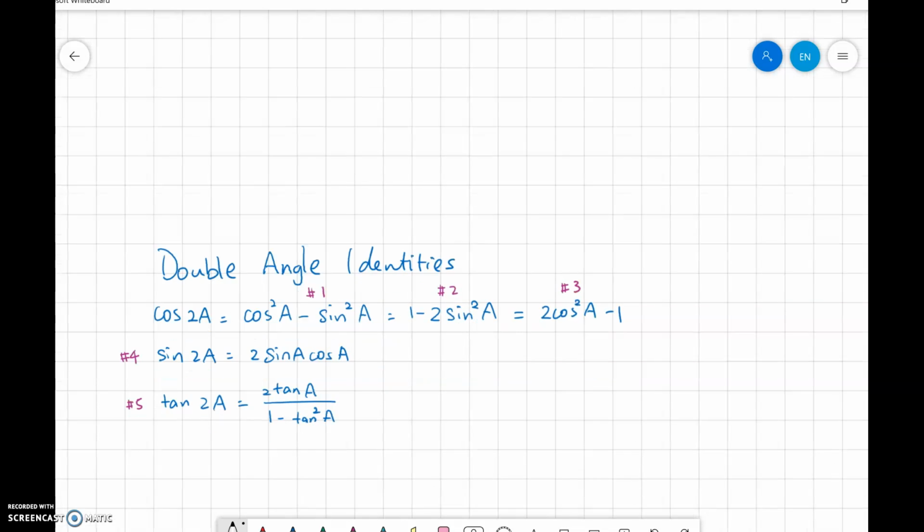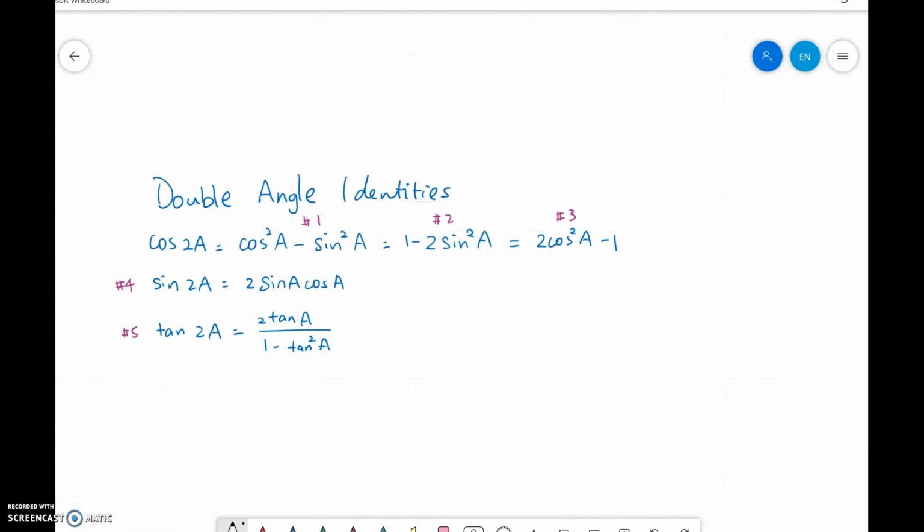So again, the 5 double angle formulas, 3 of them are for cosine of 2a. Cosine of 2a equals cosine squared of a minus sine squared of a, or equals 1 minus 2 times sine squared of a, or equals 2 copies of cosine squared of a minus 1. Sine 2a equals 2 copies of sine of a multiplied by cosine of a. Tangent of 2a equals 2 times tangent of a over 1 minus tangent squared of a.